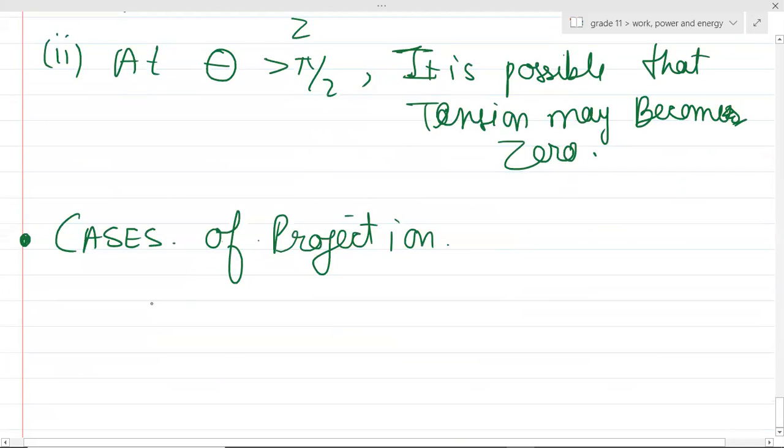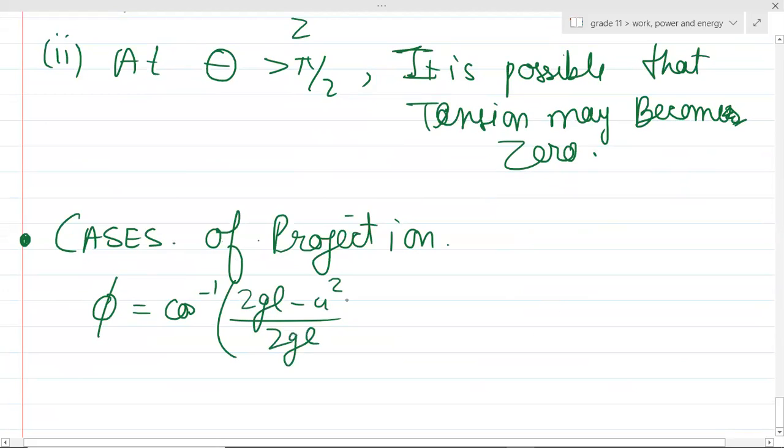Different cases of projection. But before the cases, I'll just write the formulas again. Cos inverse of (2gl minus u square) divided by 2gl. So how will we remember these formulas? Do you remember 2gl minus u square? But in the denominator, one time write 2gl, and in the second formula just write 3gl.